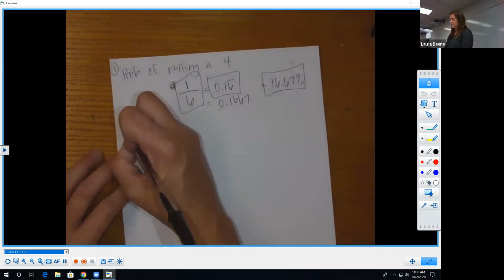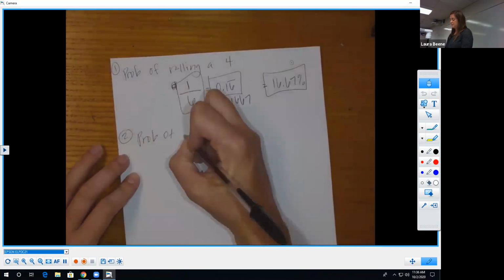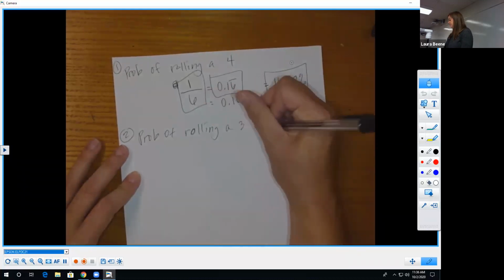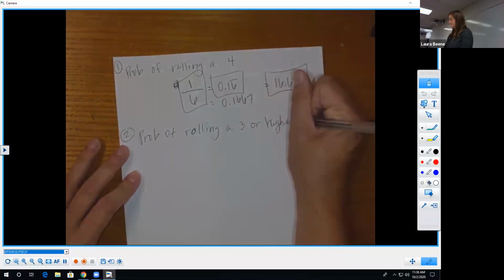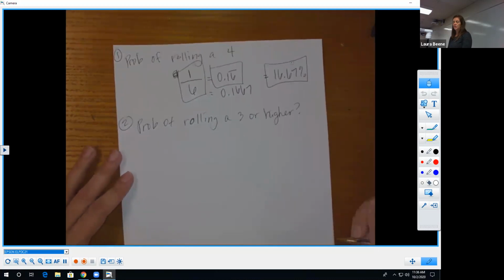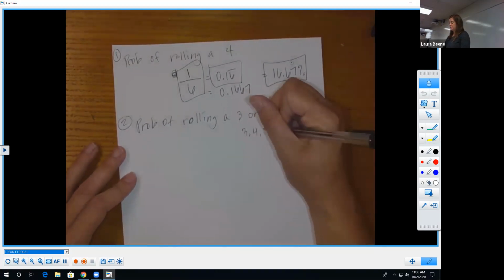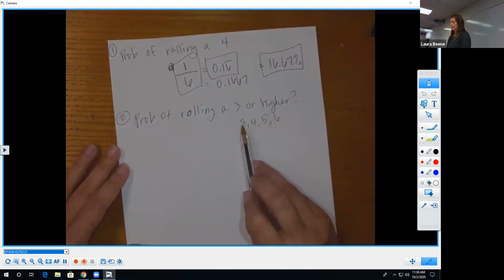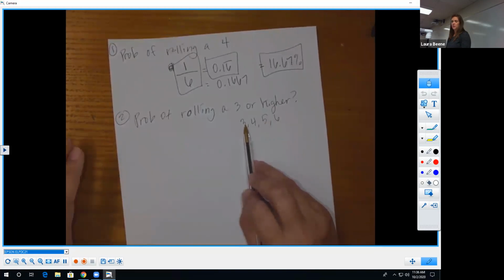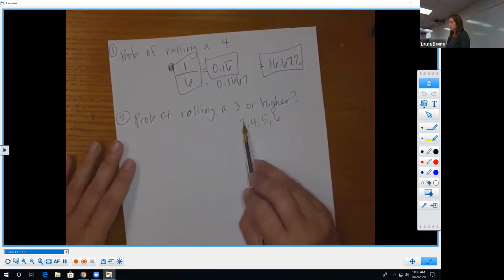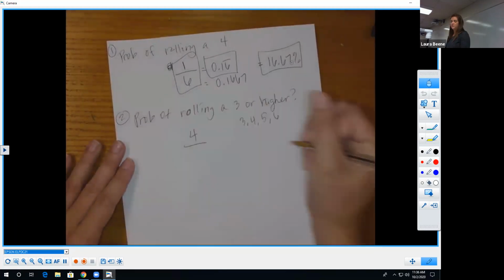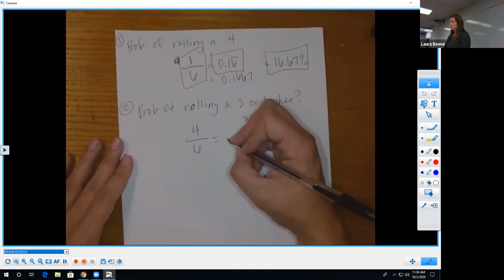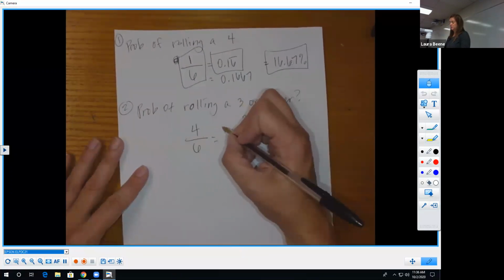Okay, what is the probability of rolling a 3 or higher? Rolling a 3 or higher, that would be a 3, a 4, a 5, or a 6. How many possible outcomes do I have here? Not total possible, but the ones that I would get correct here: 1, 2, 3, 4 options. Out of how many numbers are on a number cube? There are 6 total. So 4 out of 6, that fraction reduces to 2/3.